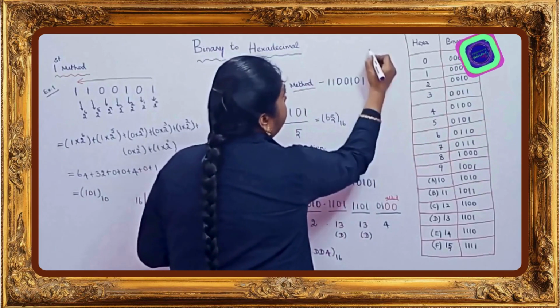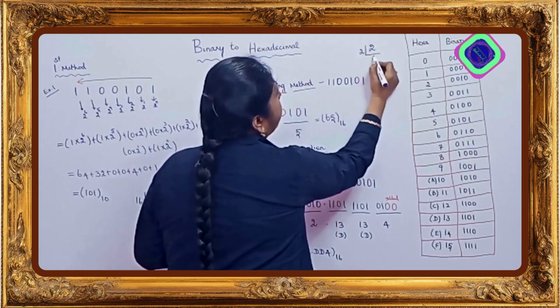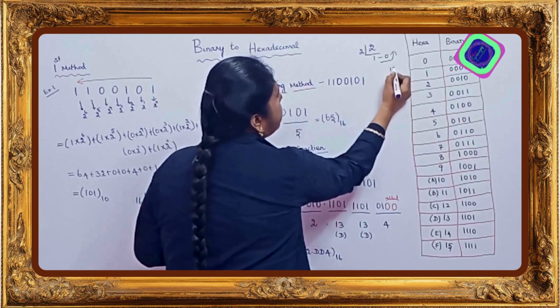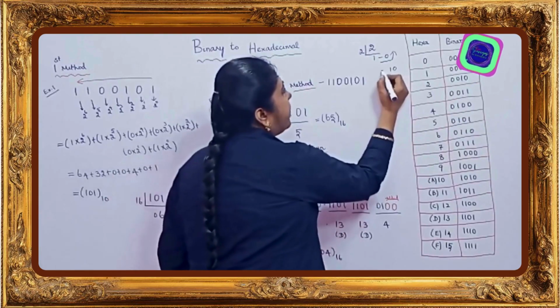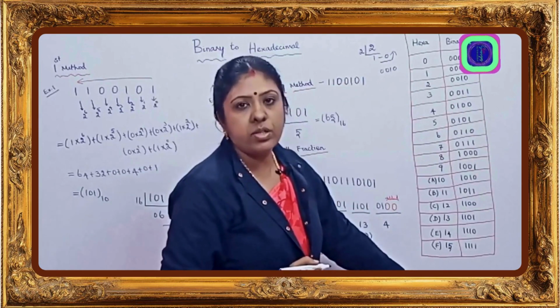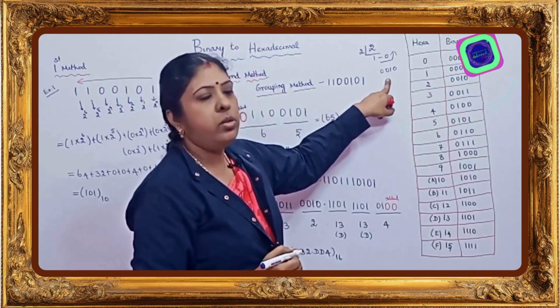2 divided by 2, 1, 0. Write it from the bottom to the top, 1, 0. Since we are representing it by 4 digits, it can be represented as 0010. Similarly, for all the other numbers you can find. If you can't remember the table, you can do it on your own.